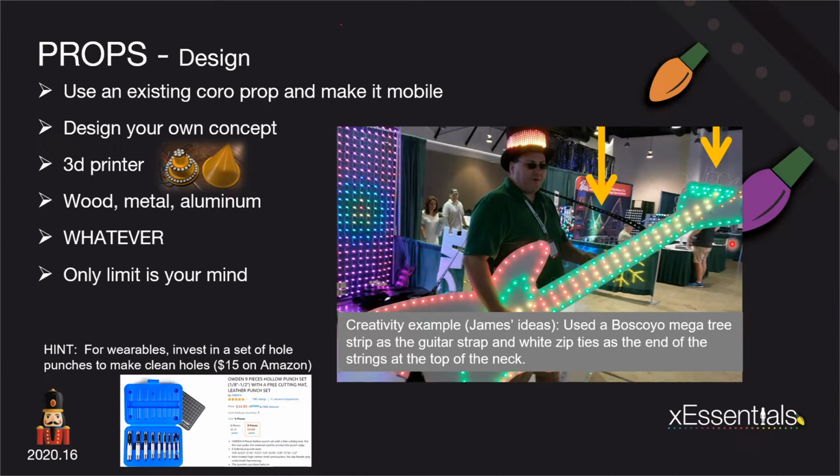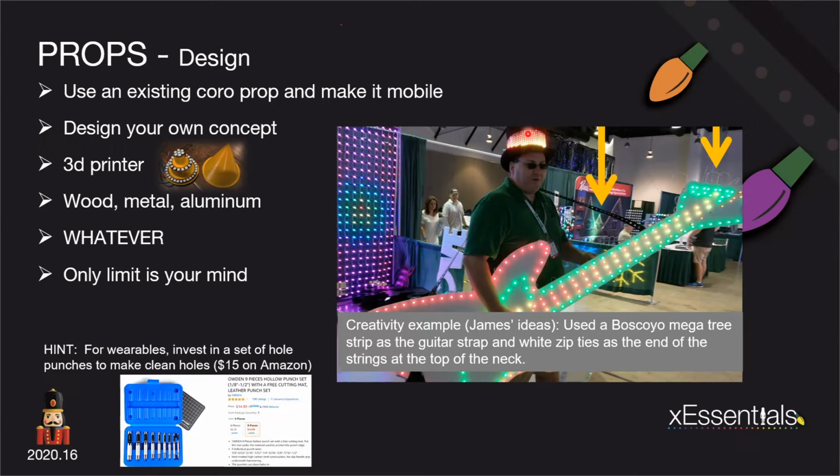There is no limit to what you can make in this hobby, whether it's mobile props or static props in your yard. So be creative. Hint for wearables. Originally, when I first started doing this, I was just trying to cut little holes and stick the various forms of pixels through clothing if I needed it to be seen easier. Go out on Amazon and spend $15 on a set of hole punches, and you make much cleaner holes.